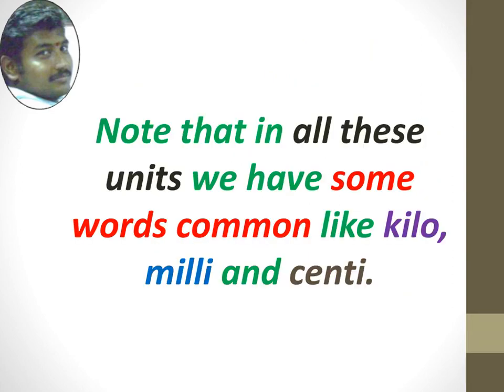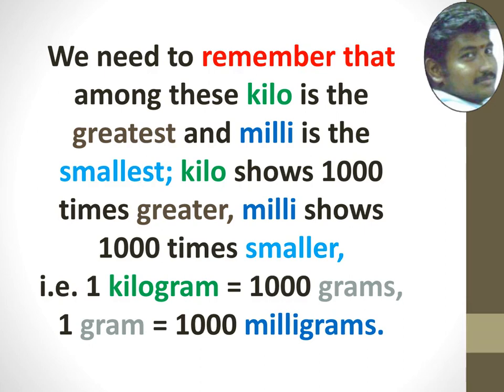Note that in all these units we have some words common, like kilo, milli and centi. Kilo is for the large unit, milli for the smaller unit. Hope you got it. We need to remember that among these, kilo is the greatest and milli is the smallest. Kilo shows 1000 times greater. Milli shows 1000 times smaller. For the middle ones, we have liter, gram, then meter.